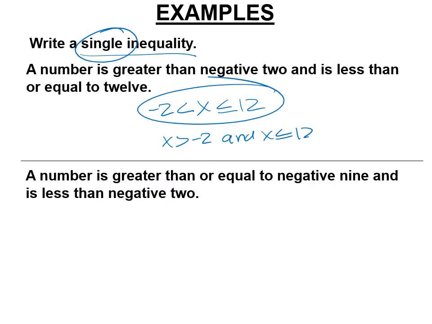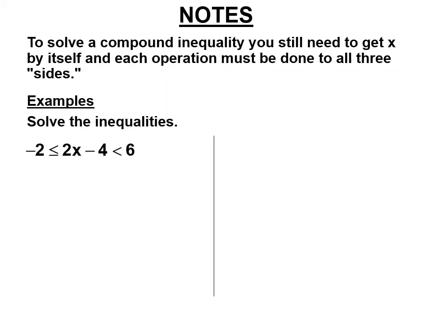A number is greater than or equal to negative 9 and is less than negative 2. There's the single inequality. So we're going to solve the compound inequality now. And it turns out you do the exact same stuff we always do, except we do it to all 3 sides here. So we have a minus 4. So what are we going to do? We're going to add 4 to all 3 of the sides, because we're trying to get x by itself here in the middle.